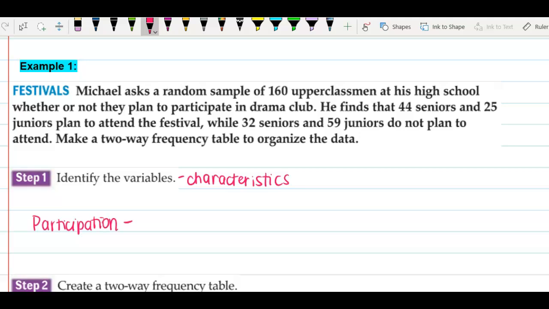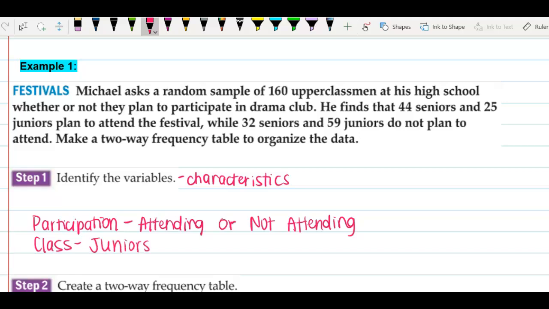He's really worried about are they attending or are they not attending? The second thing he's doing is based on their class. Are they juniors or seniors? So that's how he's differentiating between the group of people that he's interviewing.